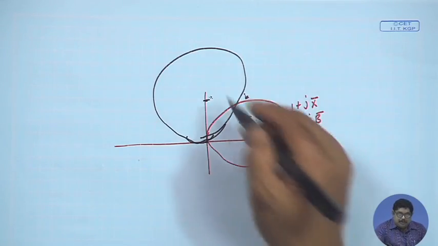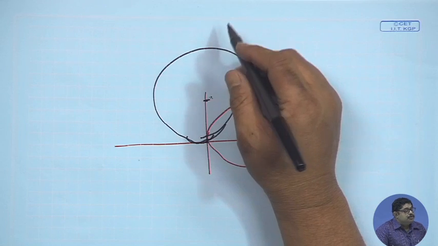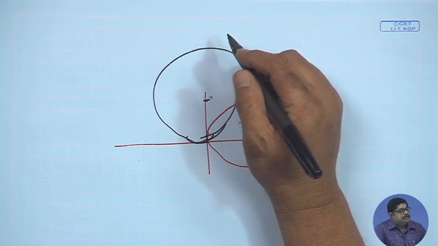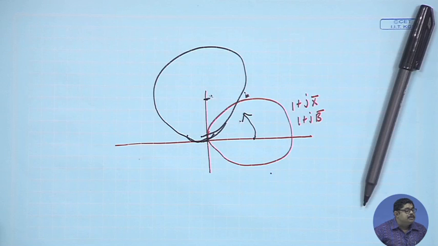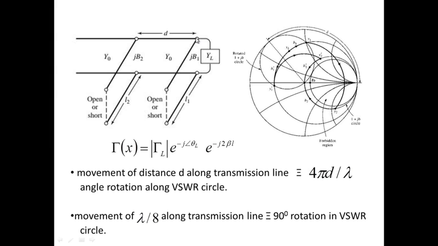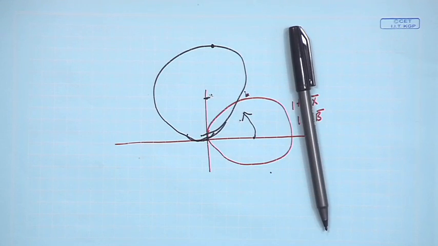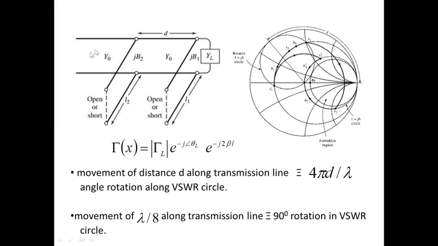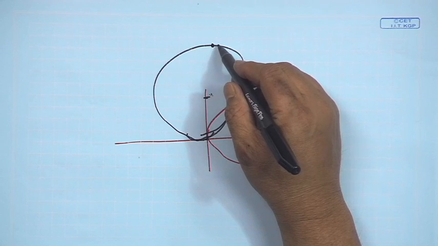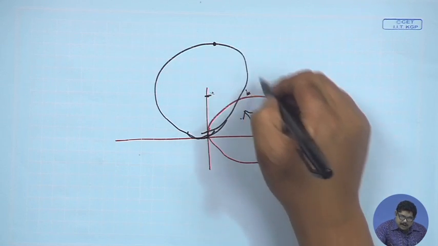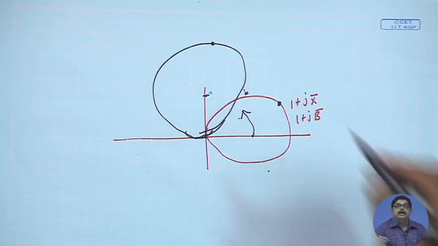Now, what is the beauty of this? Here, suppose I was at this point. Now, if I move here, then where will I be? So, suppose I am on this circle. Basically this movement is towards the generator, because this side is the generator. So, from here a movement of D means I will come 90 degrees here, somewhere here.